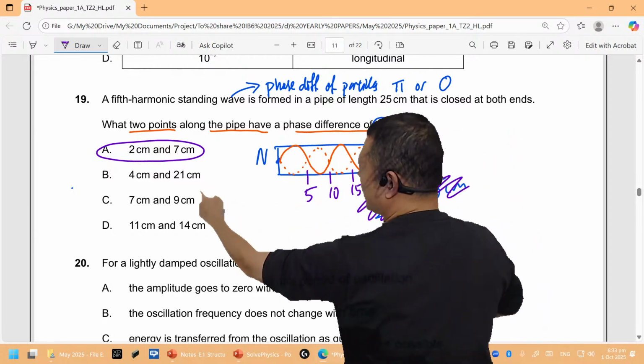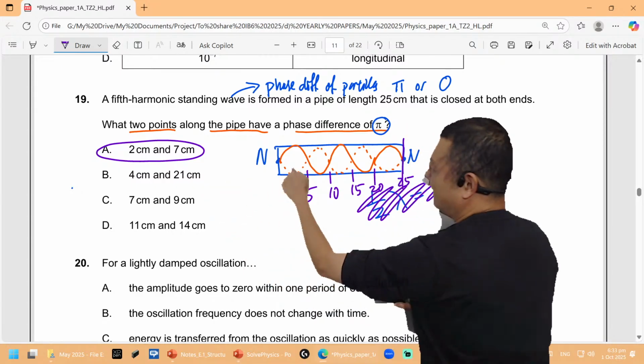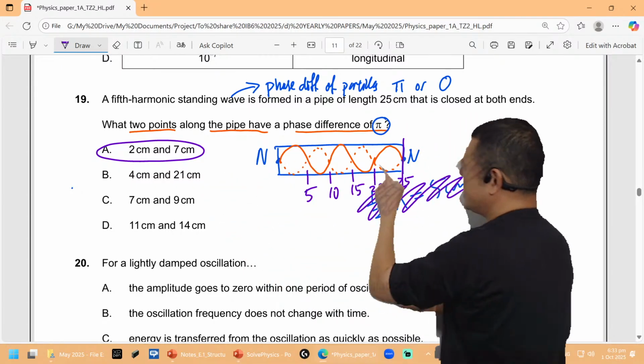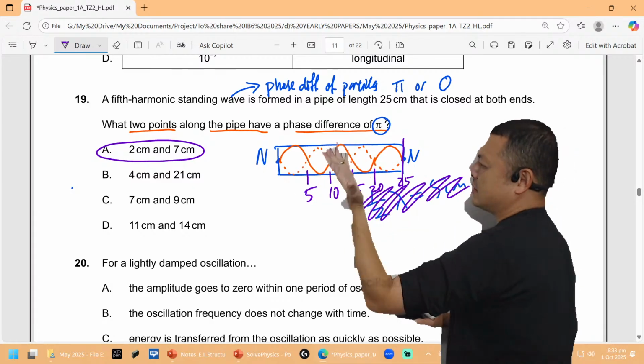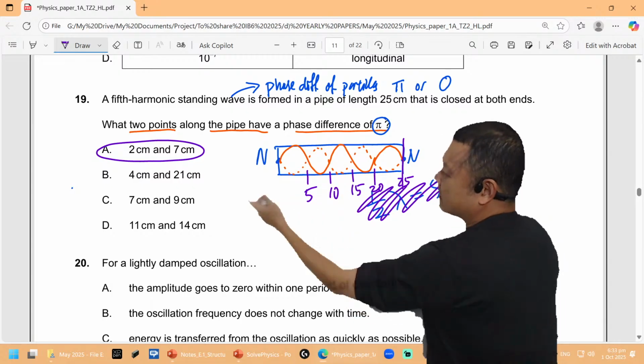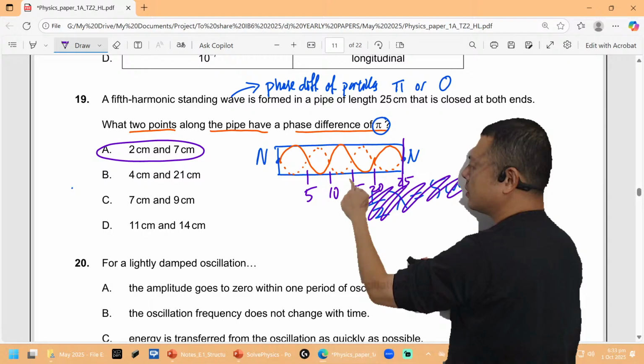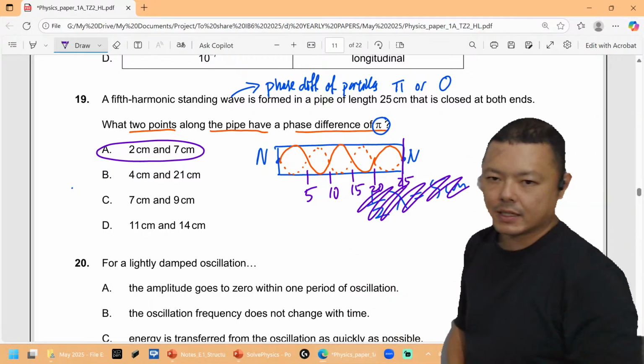How about 4 and 21? 4 cm and 21. Okay, so 4 is here, 21 is here. Same phase. 7 and 9, both between the 5 and 10, same phase. 11, 14, also the same thing, between the 2, also same phase. So only A is the answer.